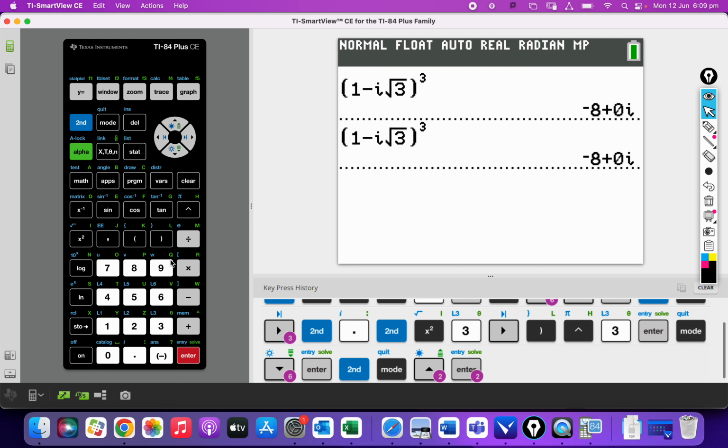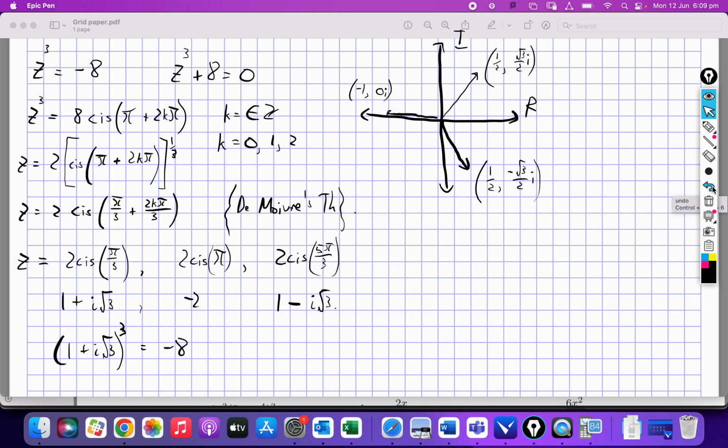Anyway, I can't think of anything else to explain. So I think that's it. Remember to write de Moivre's theorem. Now that should be enough to get you started.